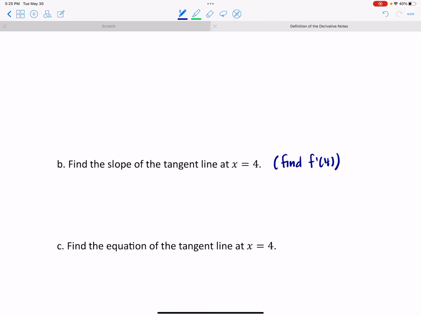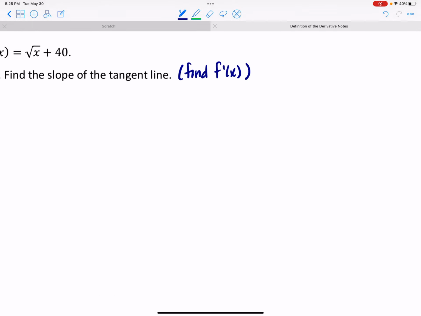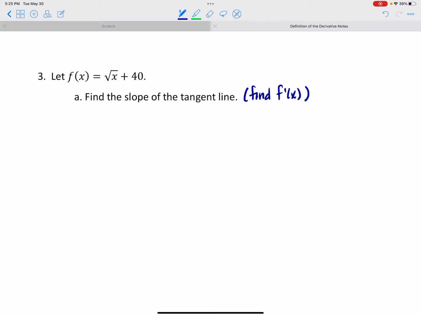Okay, and then the last part's a little bit new, so we haven't done this. It says find the equation of the tangent line at x equals 4. So all we've been doing all along is finding slope. Now we want to actually write an equation for that tangent line. So let's get to that in a second. First, what we already know. If I want to find f prime of x, again, I want to find the slope of my tangent line.